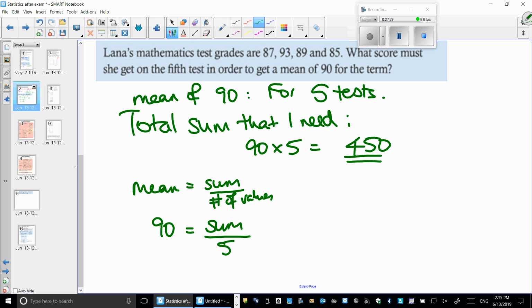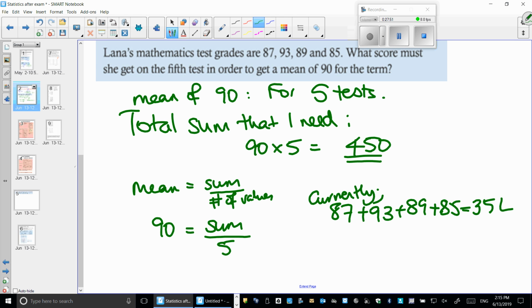Now, I can find the sum that I have currently. I have 87 plus 93 plus 89 plus 85. What did someone just say it was? 354. Are you sure? I'm pretty sure. Okay, 354. You don't have to rearrange it, just add them up.